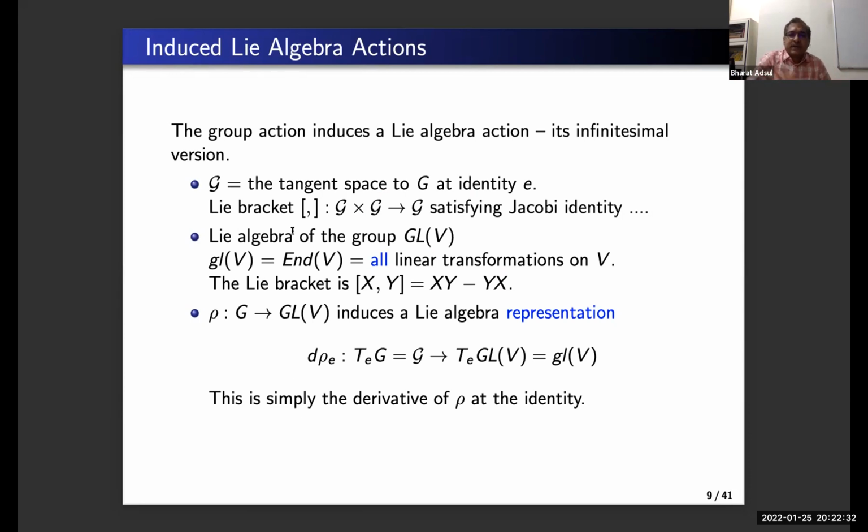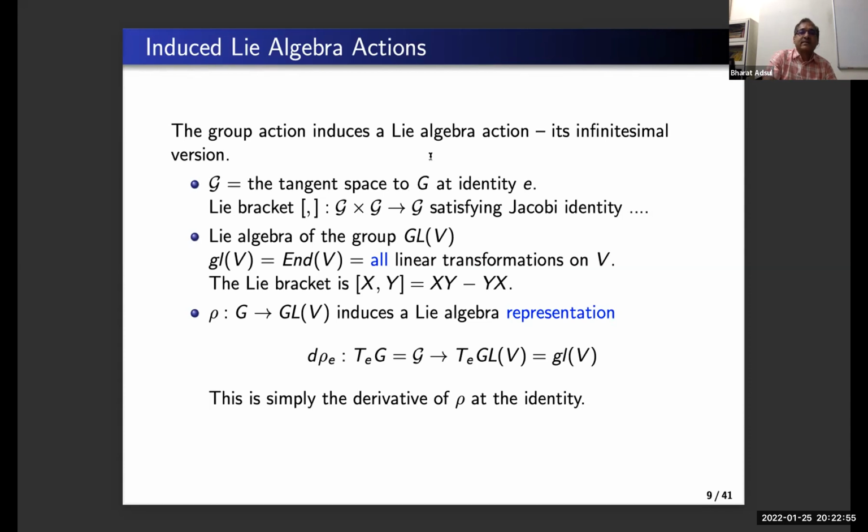Okay. So there is also a more abstract algebraic viewpoint. In this viewpoint, you have this group G, and you look at the tangent space to the group at the identity element. That's a vector space. That's the tangent space, and that I am denoting by this calligraphic G.